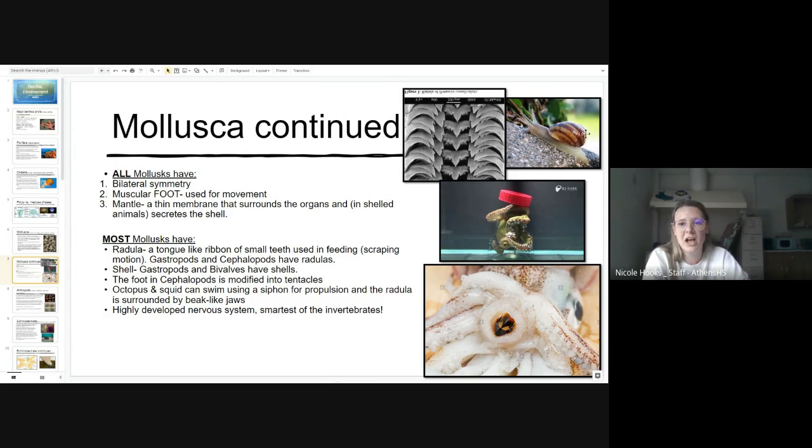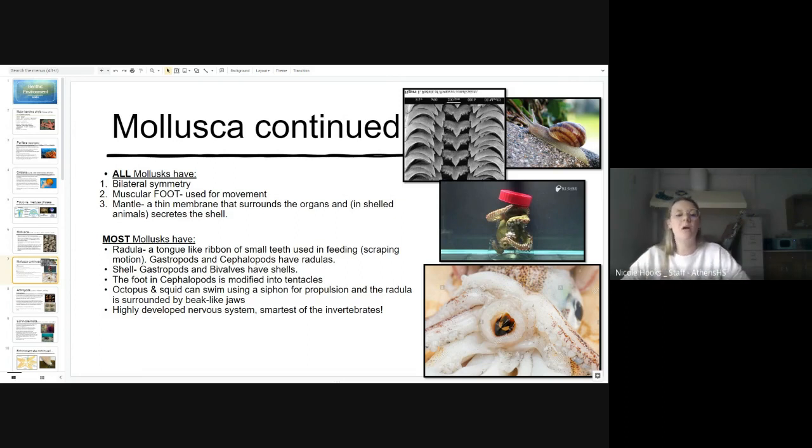So they make a shell, clams make their outer casing, and actually cephalopods make a beak. So they have a mantle that is a membrane that surrounds the organs, and they secrete a shell. And so the cephalopod shell is their beak that they use for eating food.